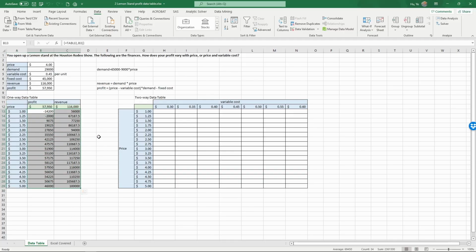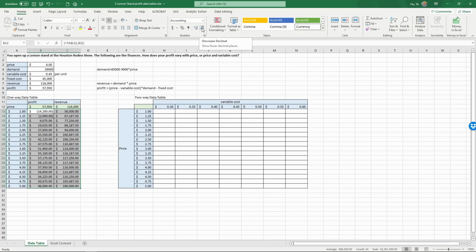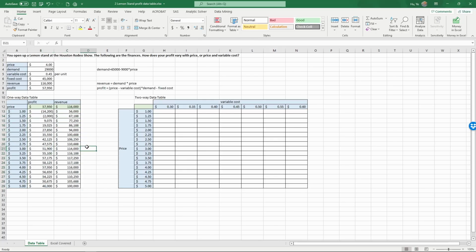Let me change the format. We don't need any decimal points. So now we have the profit and revenue and how they vary with price. Let's first focus on profit alone, select the profit column, and conditional format this.